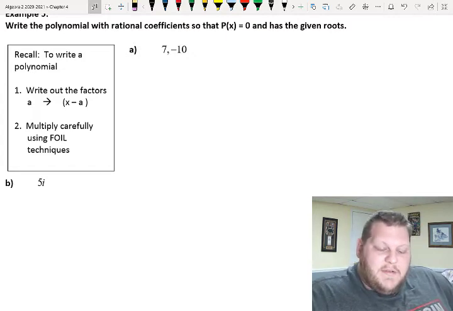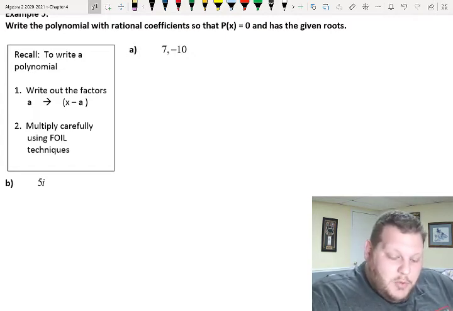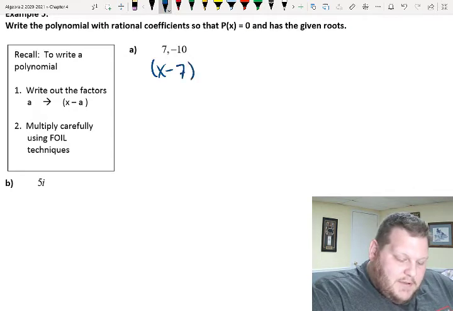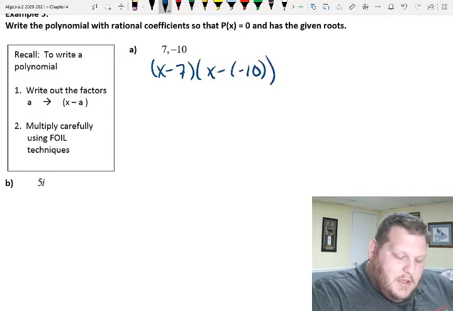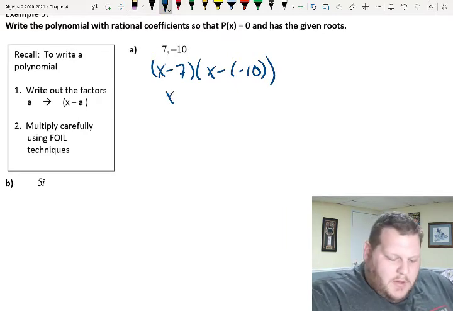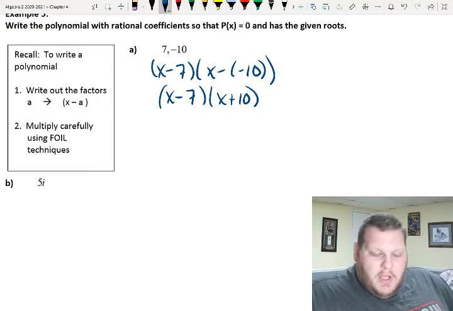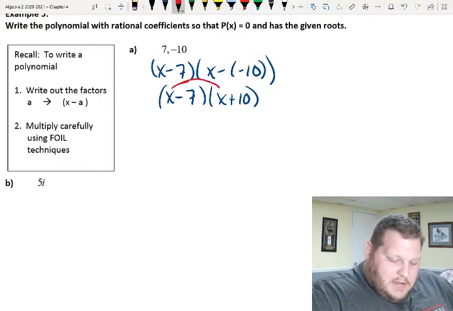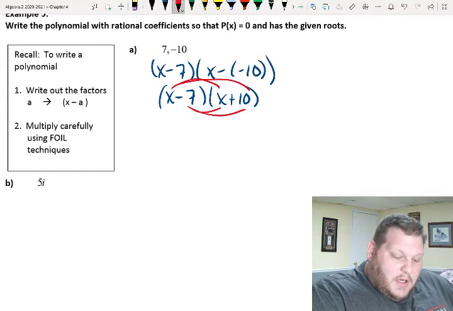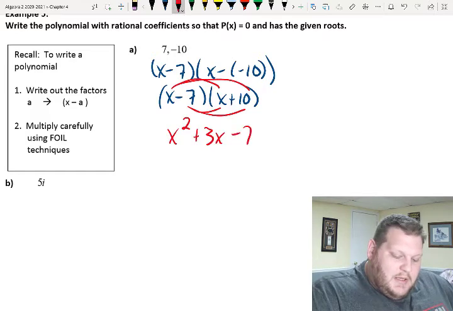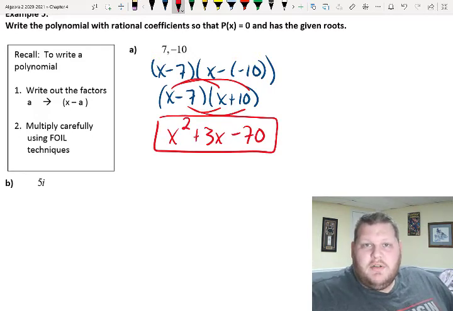So in this case for part A, if 7 and negative 10 are my two roots, that tells me x minus 7 and x minus negative 10 have to be my two factors, which really means x minus 7 and x plus 10. From there, it's just FOILing, right? x times 10, negative 7 times x, negative 7 times 10. So we get x squared plus 3x minus 70. That's it. Pretty straightforward, right? Super easy when they're all real.